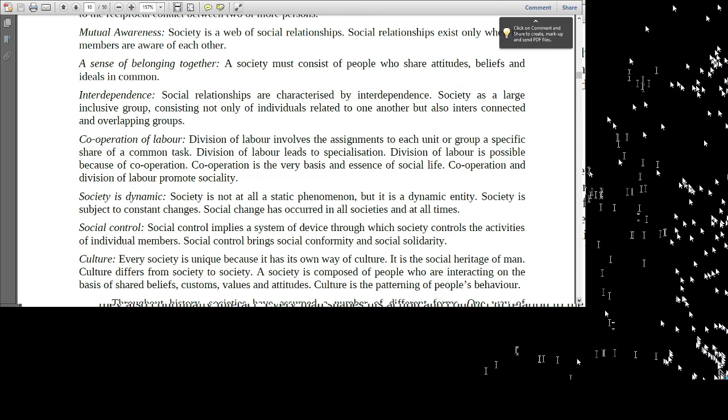So another characteristic of society is social control, and it is a system of devices through which society controls the activities of the individual members. And so this social control brings social conformity and social solidarity.